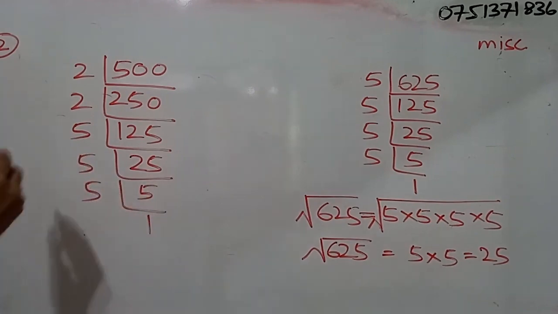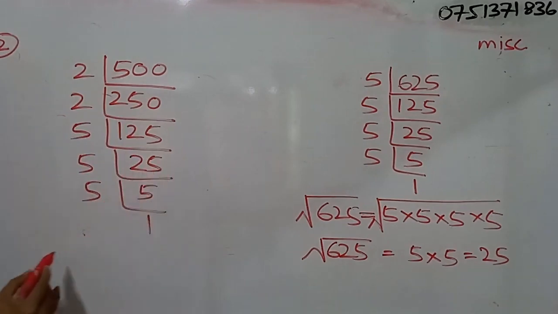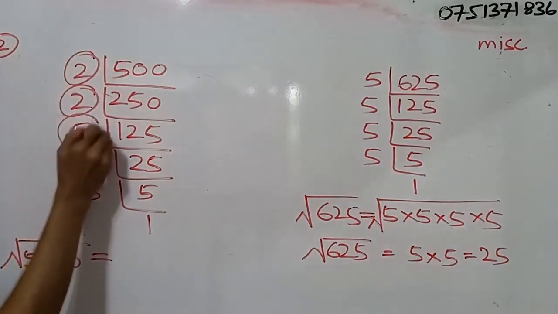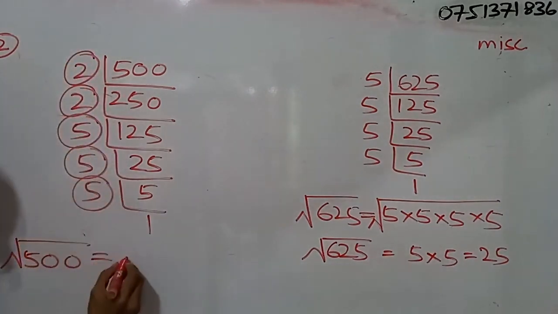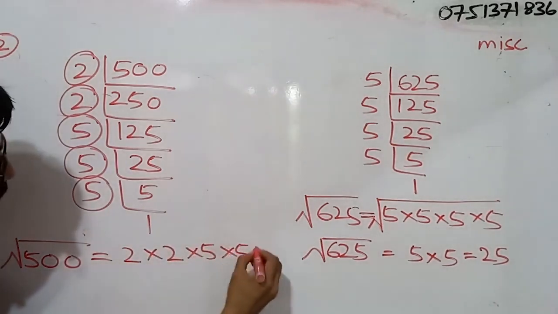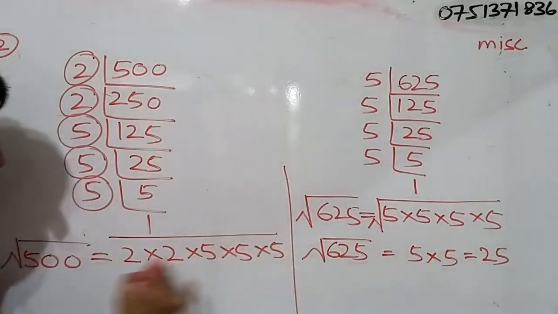Then look, when we calculate the square root of 500 like here, we have to focus on these divisors, so these numbers, right? So 2 into 2 into 5 into 5 into 5, no, and also the square root.